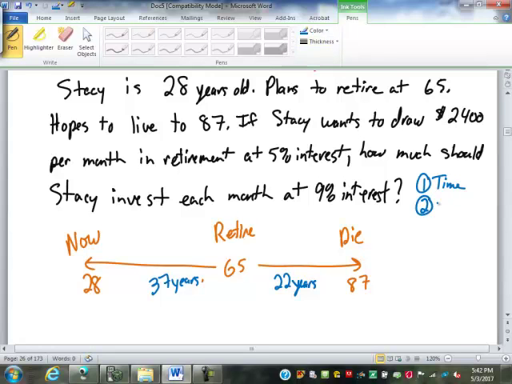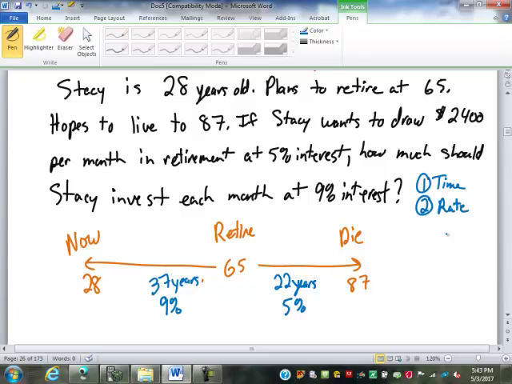The second thing we need to know is the rate. Well, we know the rate for both of them. While paying in, Stacy will earn 9%, and while drawing out, Stacy will earn 5%. Remember, that's typical when you're drawing out. Usually you're converting it over to safer investments, so you're getting a lower rate of return, but you're taking less risk of loss. Those 2 things you typically know on both sides of retirement.